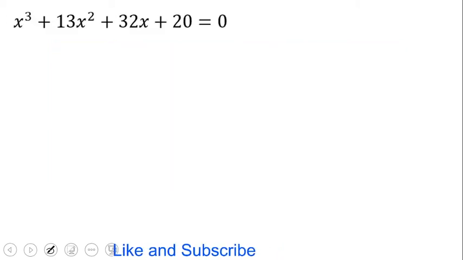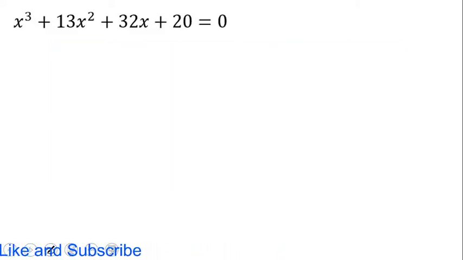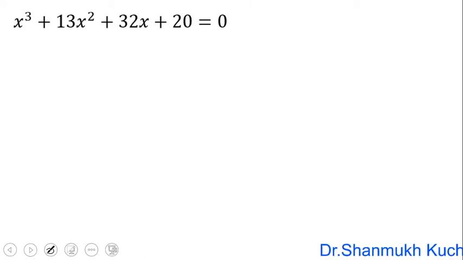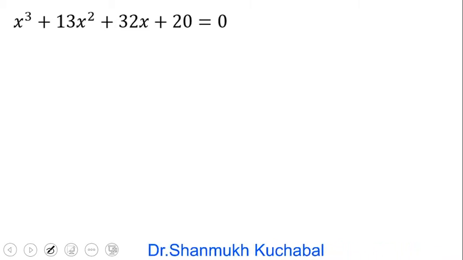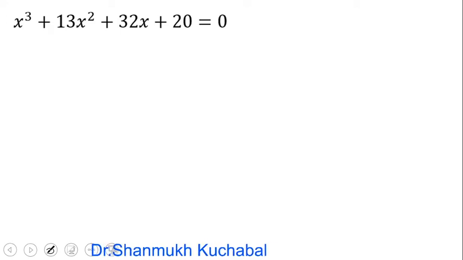So let us begin with the first example. It is a very simple method, you have to remember it. Very important for any competitive examination. Okay, so let us begin with this concept. The first example is x cube plus 13x square plus 32x plus 20 equal to 0.